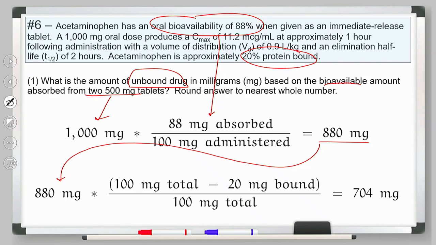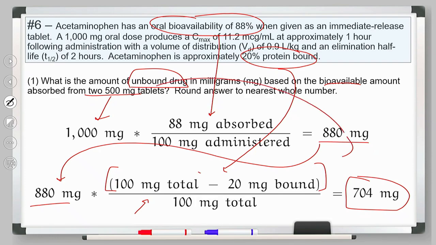But not all of that is free. It's 20% protein bound. But notice, this is the trick. If you guys are listening to me, don't multiply by 20%. I want to know how much is unbound. So if 20% is bound, how much is unbound? 80%. So what I'm multiplying by here is 80%. I want 80% of 880 milligrams, and that's the final answer there. So 704 milligrams represents 80% of the amount absorbed, which is 880 out of the 1,000 administered.